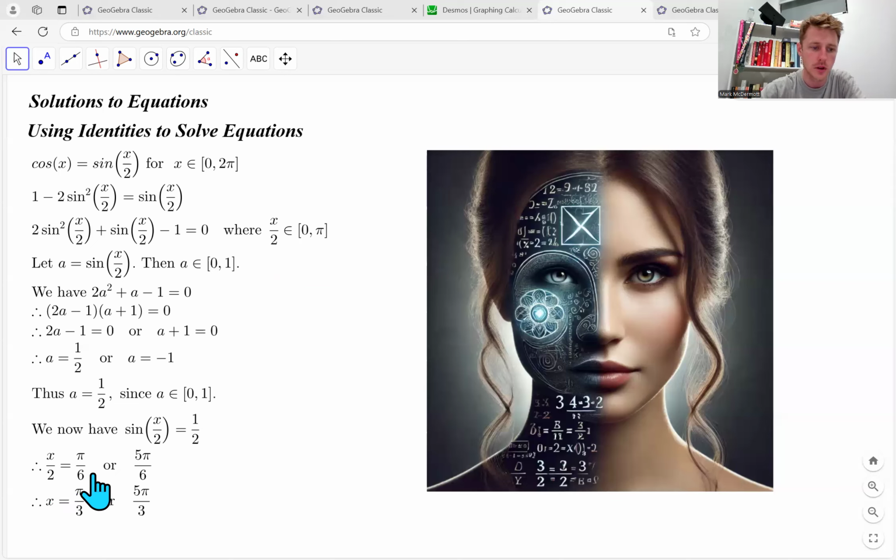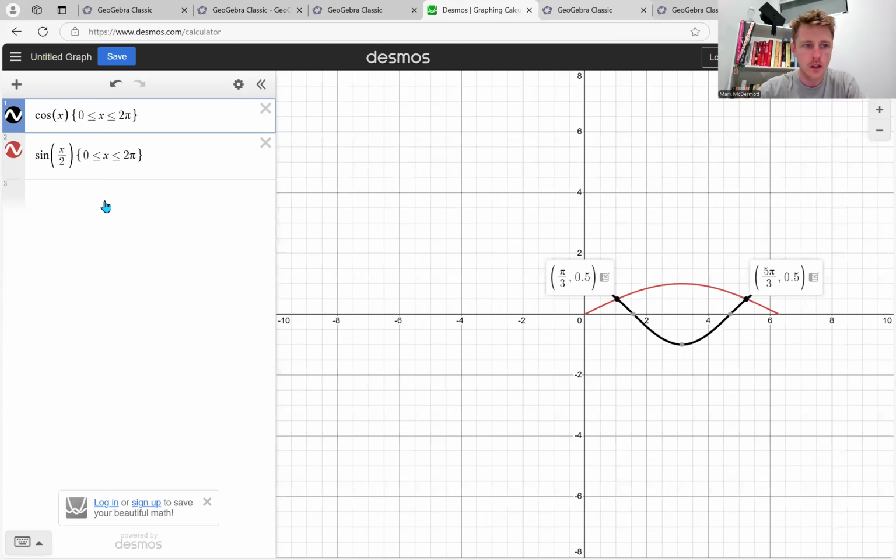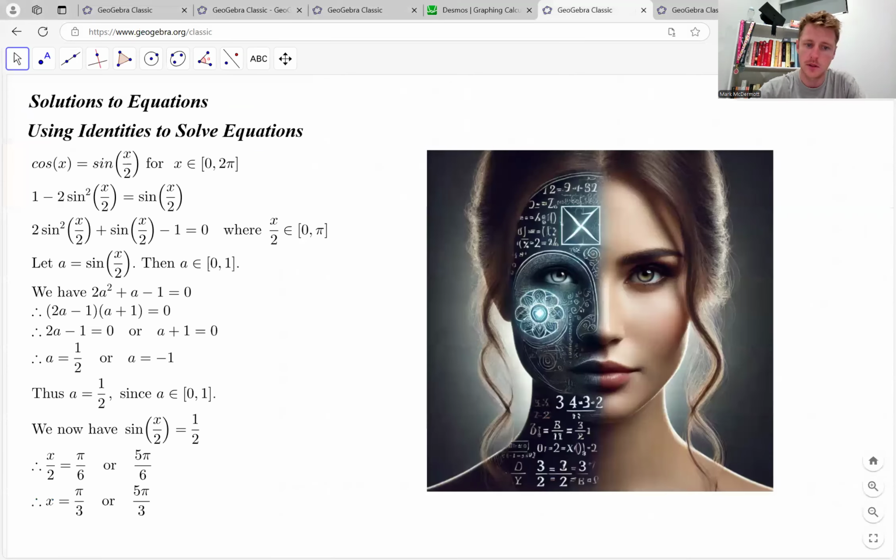So x on 2 equals pi on 6 or 5 pi on 6. So x equals pi on 3 or 5 pi on 3. So cos of x equals sine of x on 2 between 0 and 2 pi has those two solutions. And lo and behold, here they are, sine graph, cosine graph in black, cosine graph in red, pi on 3 and 5 pi on 3, which I believe is what we said. So that matches. So very good.